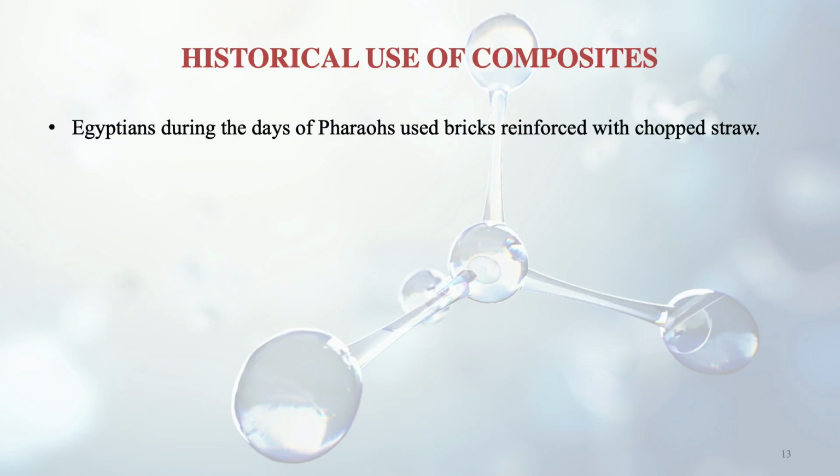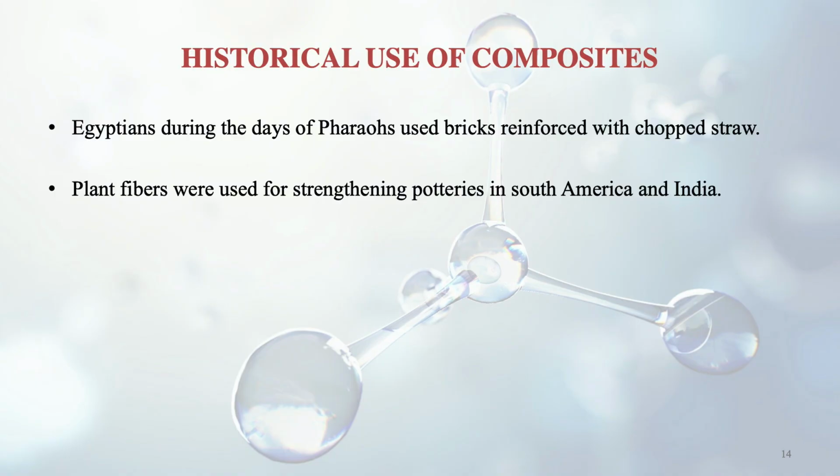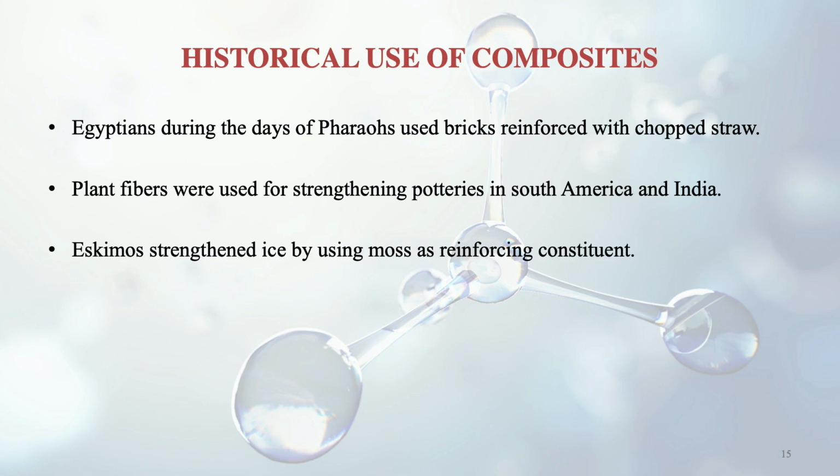So just an overview of the historical use of the composites, what has been done in the past. Egyptians during the days of pharaohs used bricks reinforced with chopped straw. So it was a kind of composite. Plant fibers were used for strengthening potteries in South America and India also. And Eskimos strengthened ice by using moss. Moss is a kind of plant material used as a reinforcing constituent.